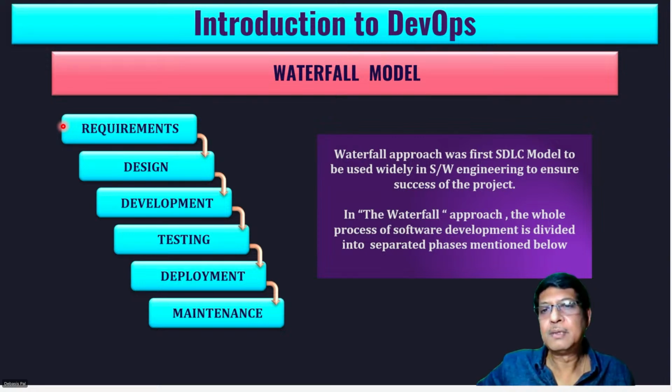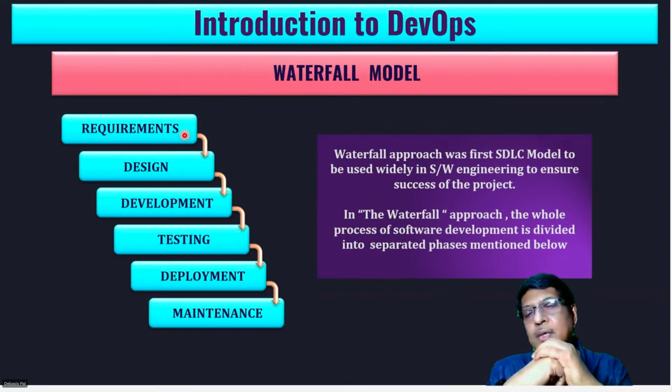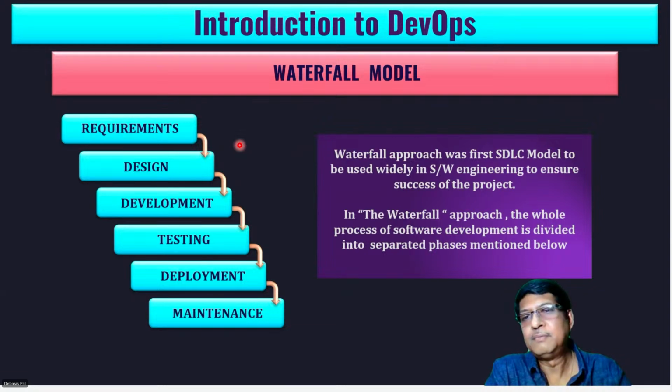So what happens in this 1 year project? In the very first month, you have frozen the requirements. So in this entire 12 months, there is no scope of changing the requirements. Is it good or bad?